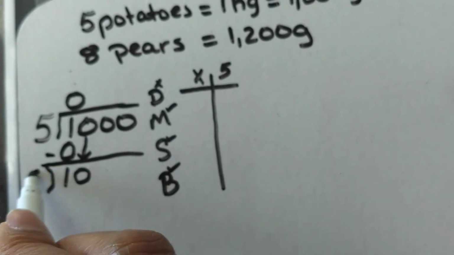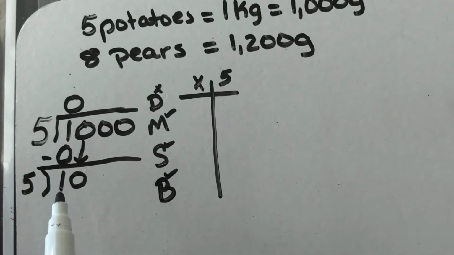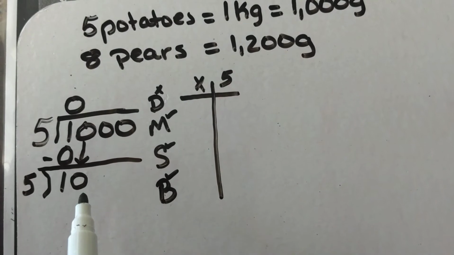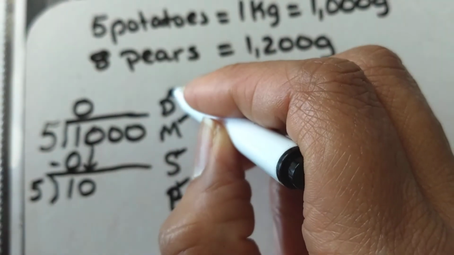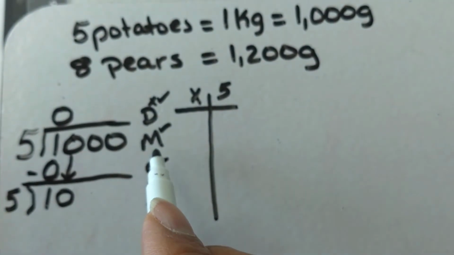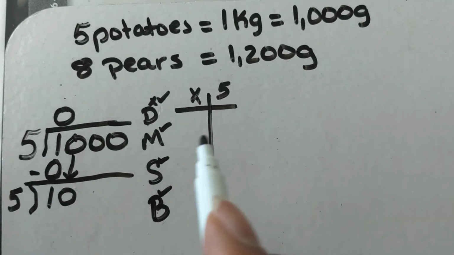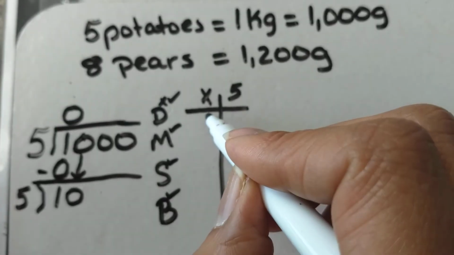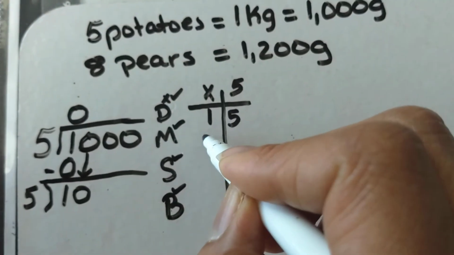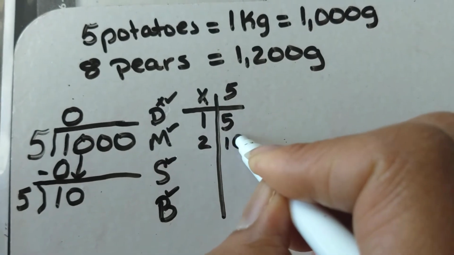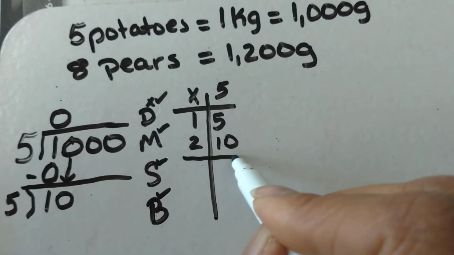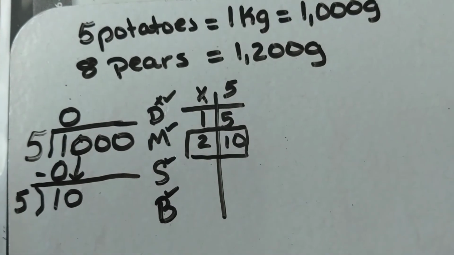That means I put a hook here and I ask myself the question, can I divide 5 into 10? And my answer is yes. Now, it's time to multiply. How close can I come to 10 on my chart? 1 times 5 is 5, 2 times 5 is 10. And we're at our answer already. So put a box around it, right?